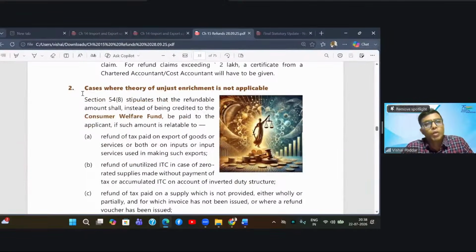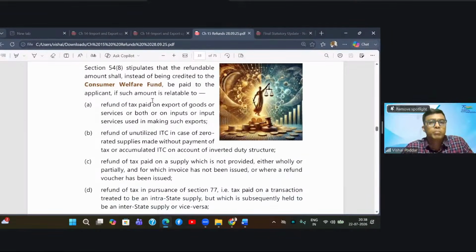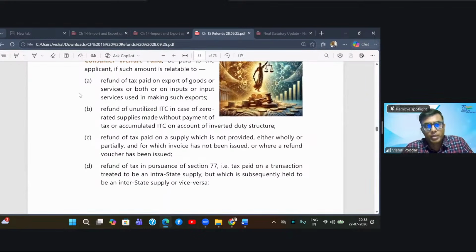Now, in what cases will this theory of unjust enrichment not apply? That is, the refund will be given to the applicant. They have made a list that in these cases, the refund will not be transferred to the consumer welfare fund, but will be given to the applicant. First, where the amount relates to refund of tax paid on export of goods or services, or on inputs which are used in making such exports.